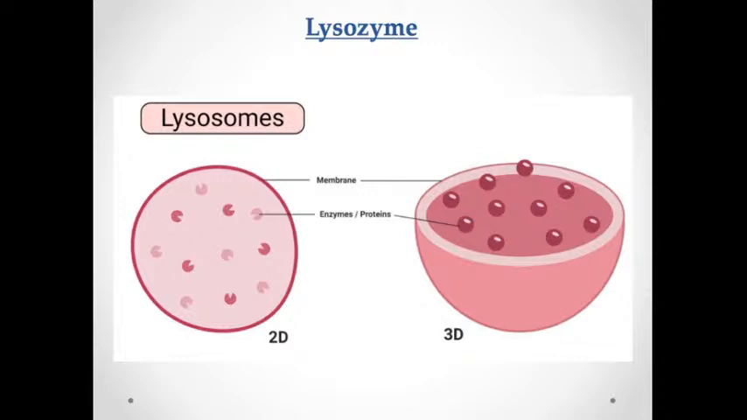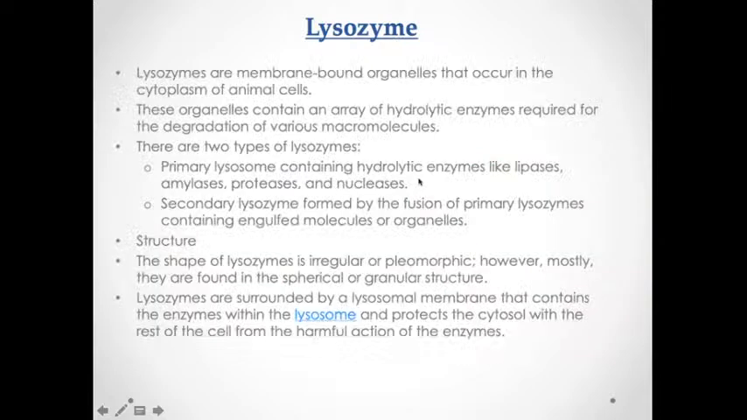Then comes your lysosomes. So there are enzymes present and proteins are present, and outside is the membrane of your lysosome. Lysosomes are membrane bound organelles that occur in the cytoplasm of animal cells mainly, and these organelles contain an array of hydrolytic enzymes required for the degradation of various macromolecules. There are two types of lysosomes: primary lysosomes containing hydrolytic enzymes like lipases, amylases, proteases, nucleases. Secondary lysosomes are formed by the fusion of primary lysosomes with engulfed molecules or organelles.